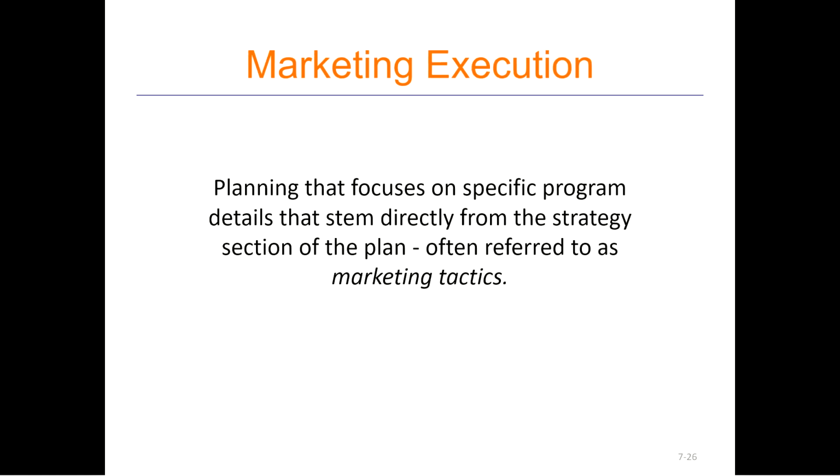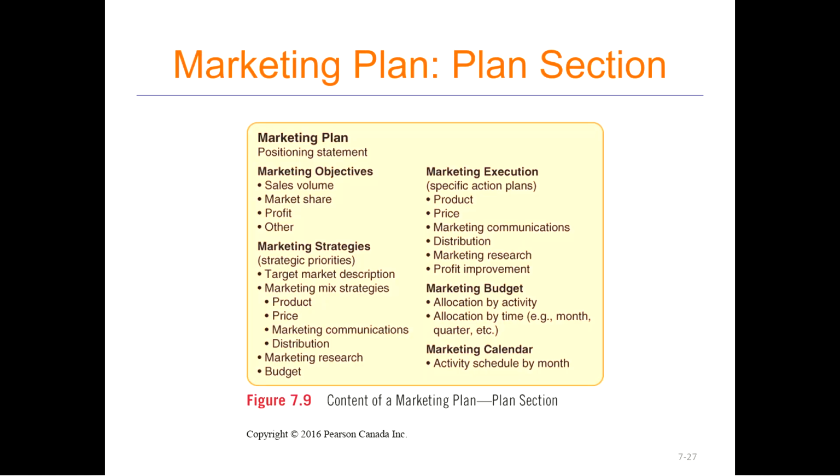We also have marketing execution. This is planning that focuses on specific program details that stem directly from the strategy section of the plan, often referred to as tactics, right? In general terms, a tactical plan outlines the activity, how much it will cost, what the time will be, and who will be responsible for implementing this marketing tactic. And detailed tactical plans for all components in the plan: product improvement, advertising, promotion, and so on. And a marketing plan section would look something like this.